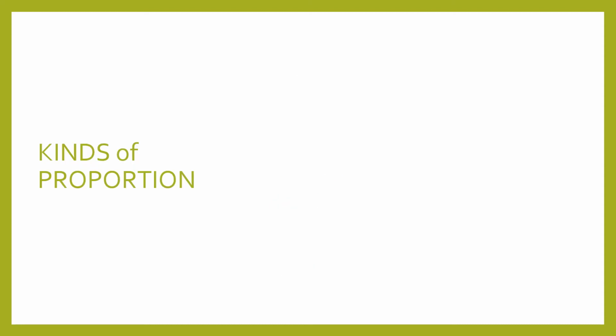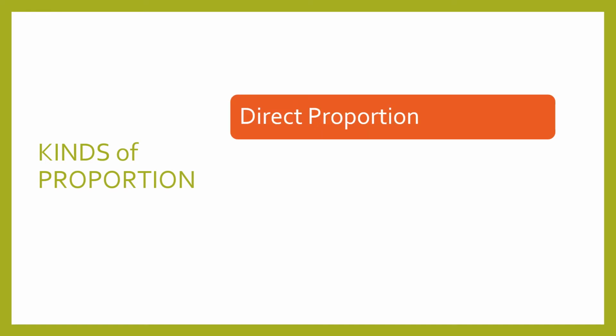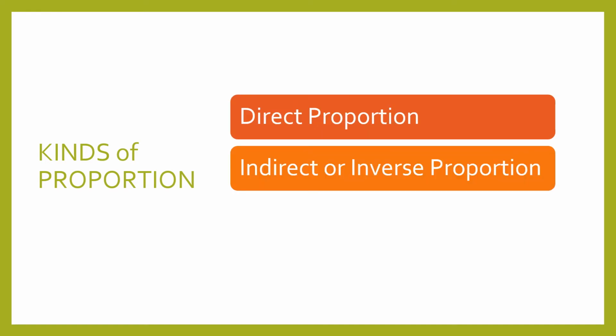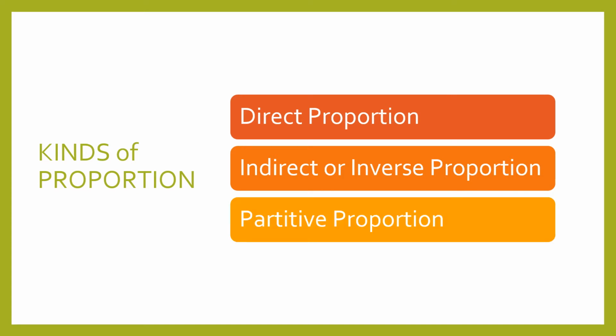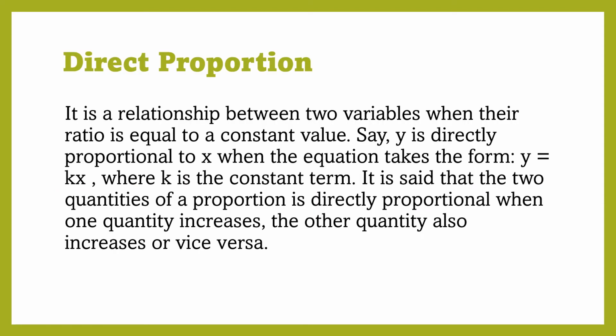Since we already know the fundamental property of proportion and its uses, let us proceed to kinds of proportion. The first kind of proportion is direct proportion. The second one is the indirect or inverse proportion. And the third is partitive proportion. Let me present first the direct proportion.